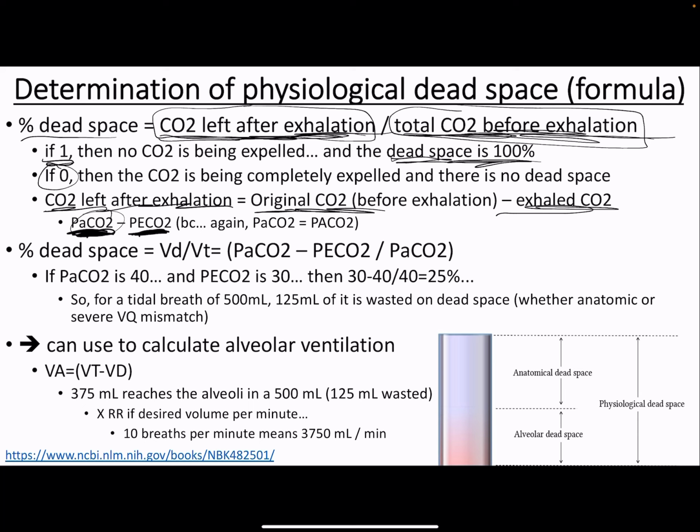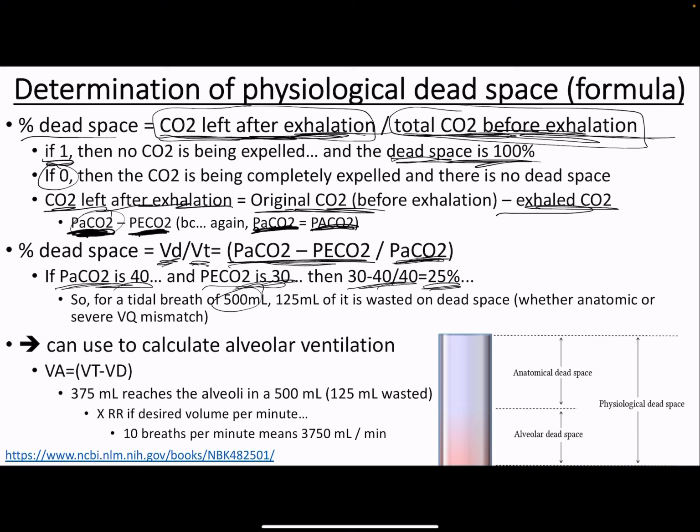Again, the reason that this is what it is is because the alveolar is the same as the arterial. So the percent dead space can be said to be the dead space volume divided by the tidal volume. Again, assuming that we're getting everything out in one breath, for me, that is the easiest way to think about it. So the CO2 left after exhalation is the arterial CO2 minus the expired CO2, divided by the total arterial CO2. In other words, if the PCO2 is 40 and the expired is 30, 30 minus 40 over 40 is 25%. So 25% of our lungs would be dead space in this example.